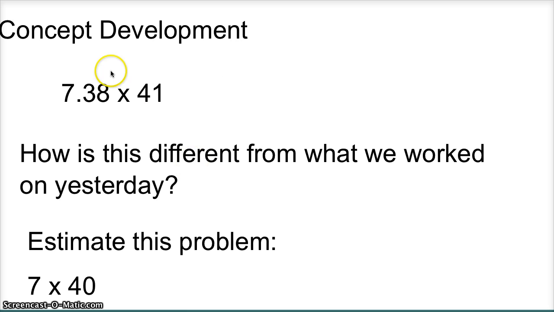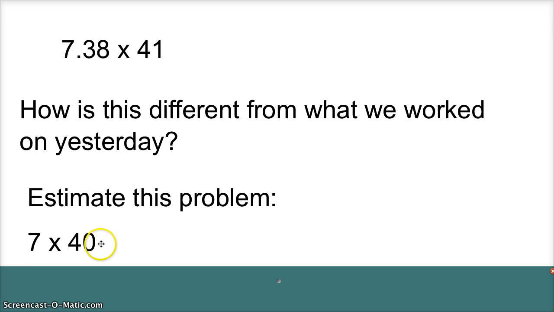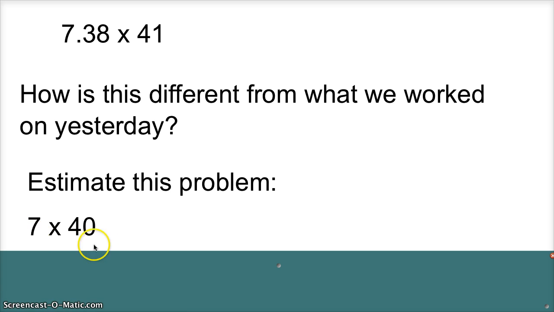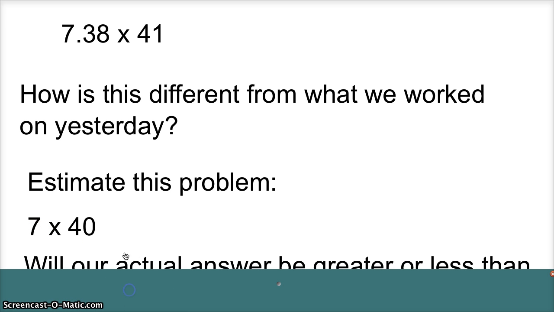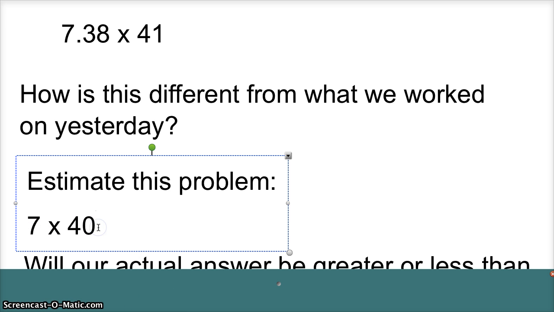So I would round 7.38 to the nearest whole number, 7, and 41 to 40. That makes it really easy. 7 times 4 I know is 280. Because 7 times 4 is 28, and then add a 0.